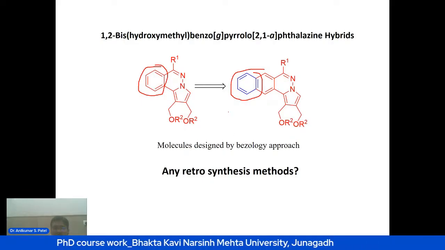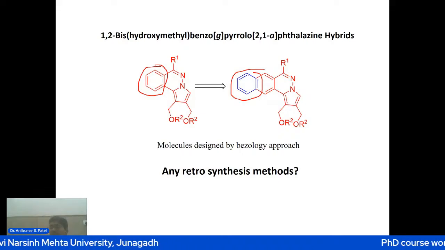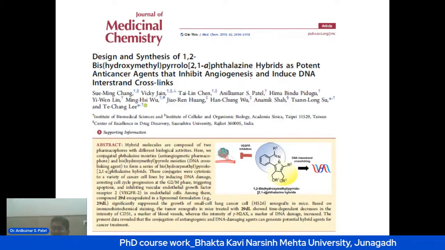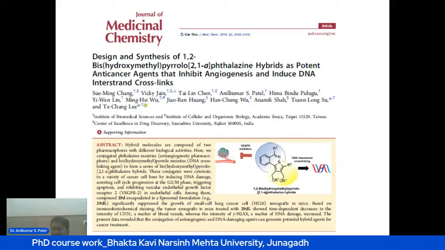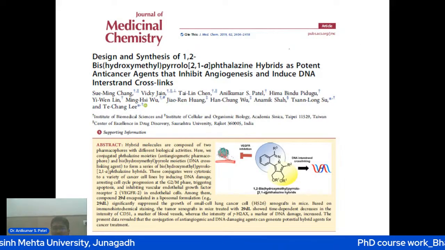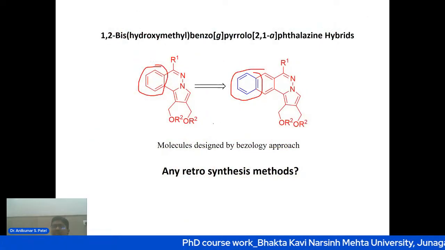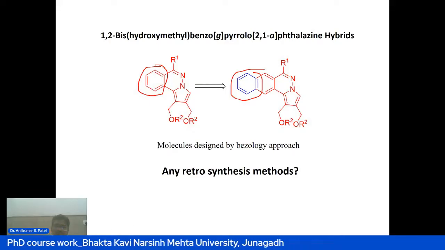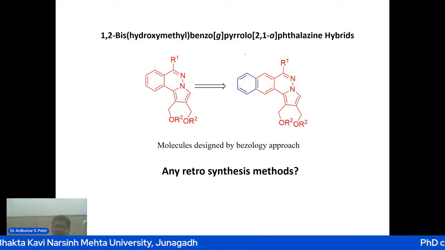Similarly, we have taken the bioisostere approach. These benzologue molecules alter their lipophilicity without losing their potency. This paper we have already published in JMC, and we have also taken a patent. My guide Dr. Sang Long Su has already taken this molecule as a patent. After we modified with this benzologue approach, we can say how it improves their biological activity and how we can alter their lipophilicity.